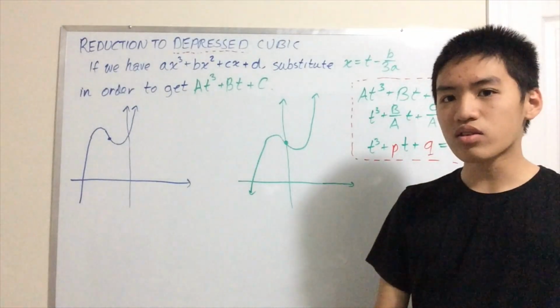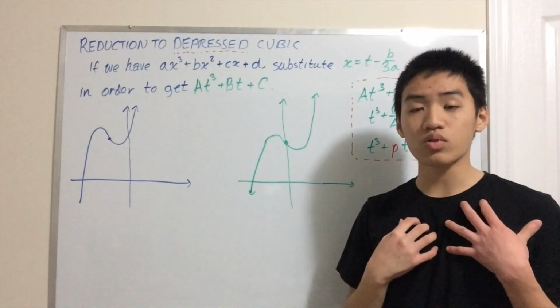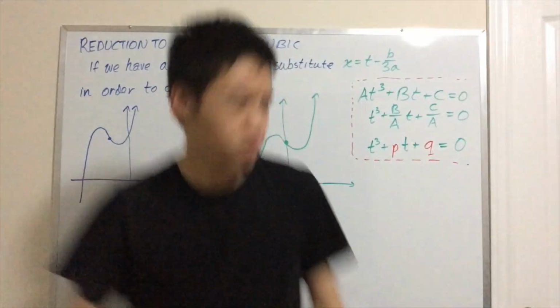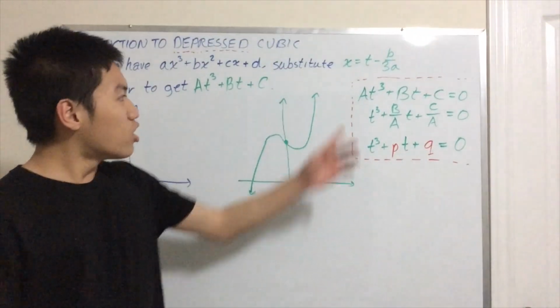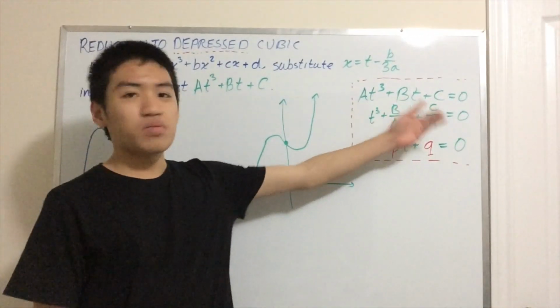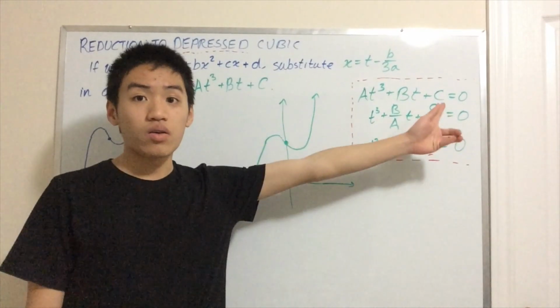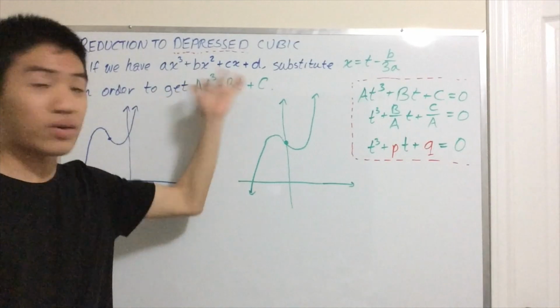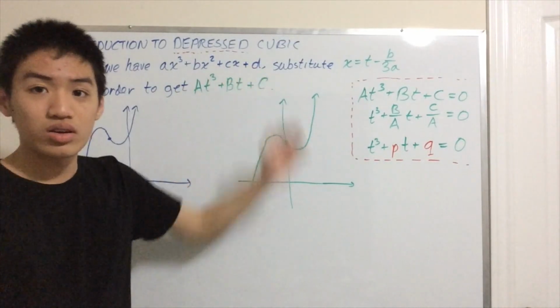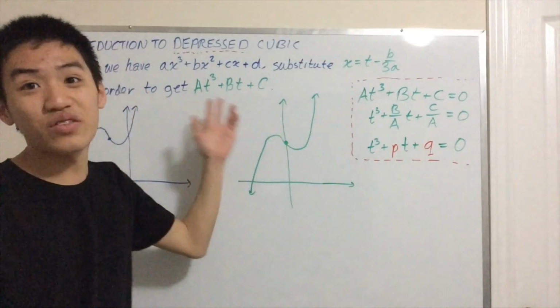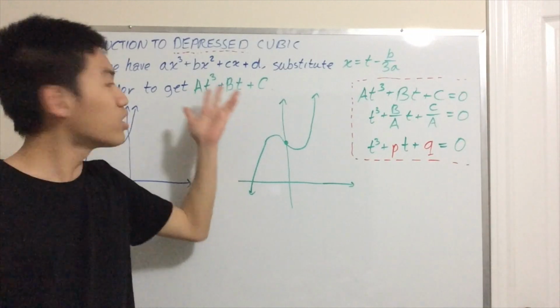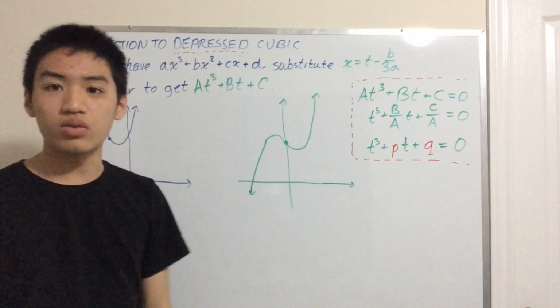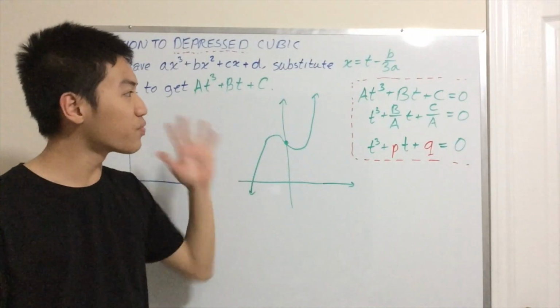But now let's look at how this is useful for us when we're solving cubic equations. Over here, we have at cubed plus bt plus c equals 0. So if we were able to make this substitution, we're solving for the roots, right? We set it equal to 0. We make this substitution, we're still solving for the roots. We'll set this new function, in terms of t, equal to 0.